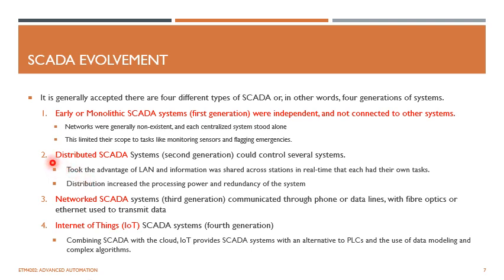And later the network SCADA system came, which is the third generation. It could communicate through phones or data lines, with fiber optics or Ethernet, to transmit data. So the speed of the SCADA system developed rapidly. You can communicate and control a plant remotely, thanks to fast communication infrastructures like fiber optics and Ethernet.